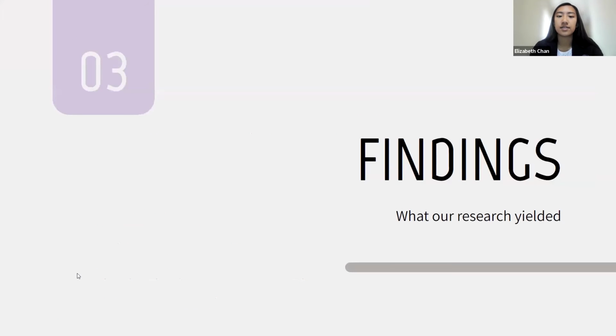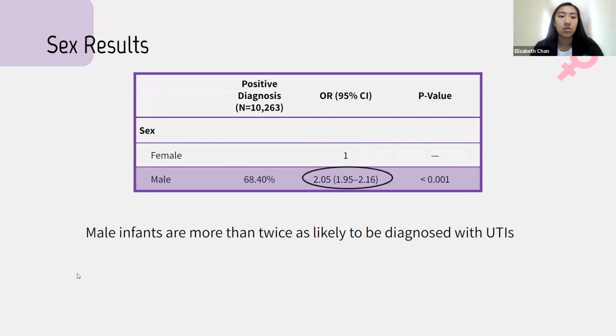Our findings show several factors that impact UTI risk in neonates, including sex and circumcision, birth weight and gestational age, race and ethnicity, and lastly, prenatal steroid exposure. Regarding the sex of an infant, as seen on the table, females from our study population were assigned an odds ratio of 1 in order to compare the male risk of contracting UTIs to the females. The data shows that the males had a significant odds ratio of 2.05, which means they're more than twice as likely to contract UTIs. In addition, males accounted for 68% of UTI diagnoses, despite only being 50% of our study population.